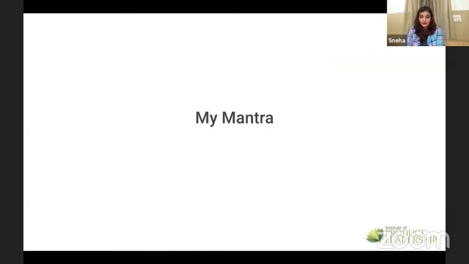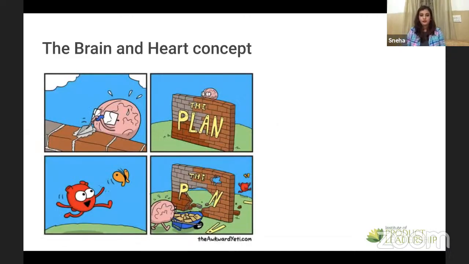All right, finally coming to the crux of the conversation, my mantra. Now, this one is for everybody who feels that the entire process is too much, you don't have too much time, and you need to really move forward. And in that context, I love one solid thing that I believe in: the brain and the heart concept.